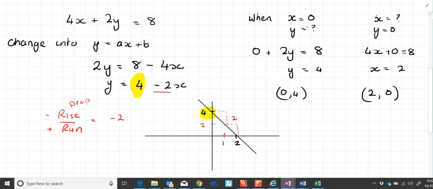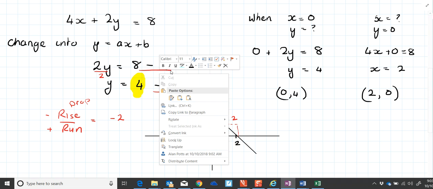Does that make sense? Yeah. Ethan? I don't get it, or I may have missed this, but how does 2y equals 8 minus 4x become y equals 4 minus 2x? Because at this stage we divided both sides by 2.